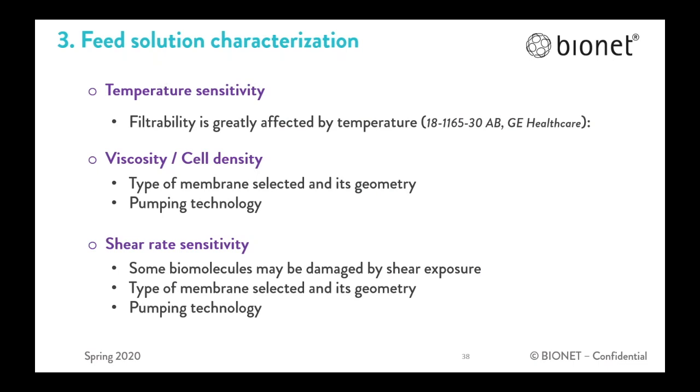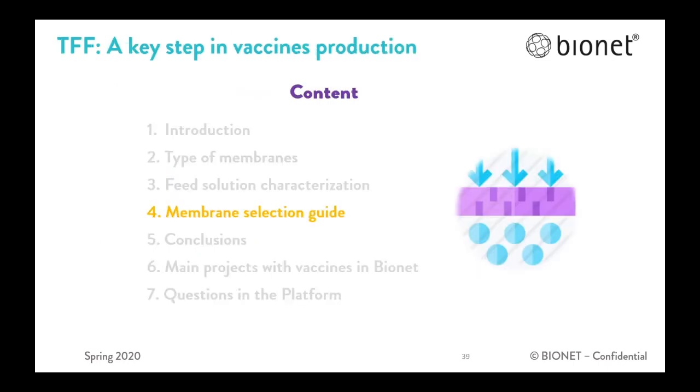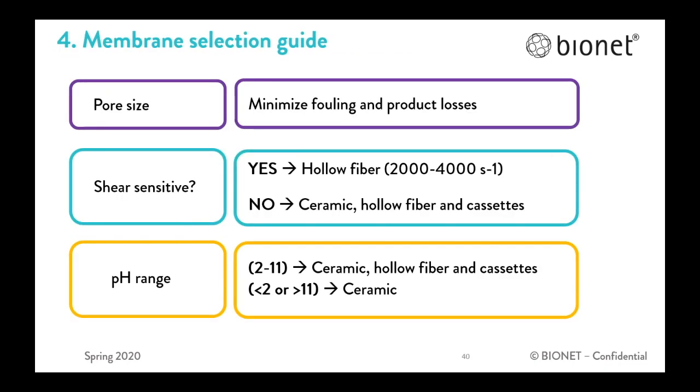With all the previous information shared, we have all the tools on the table to create a guide for membrane selection. The choice of membrane pore size is important for minimizing filter fouling and product losses. Fouling will shorten the time for which a membrane can be used before it must be cleaned. In general, membranes with smaller pores will show less tendency to fouling because particulate material cannot penetrate and block the pores.